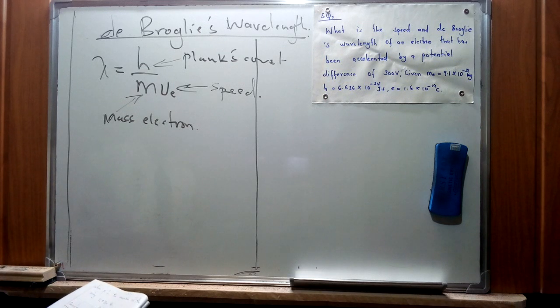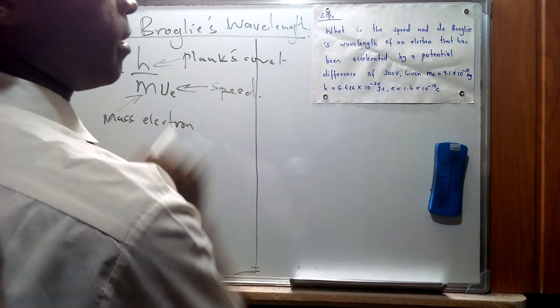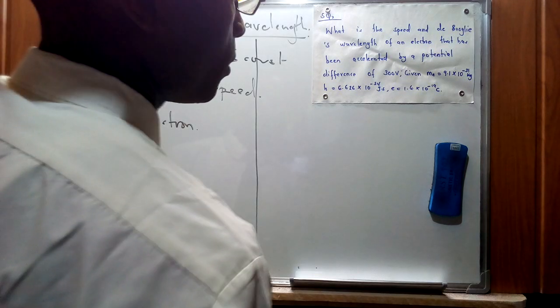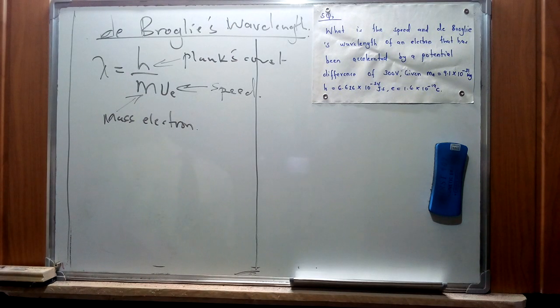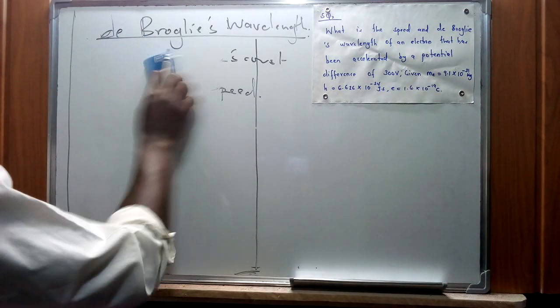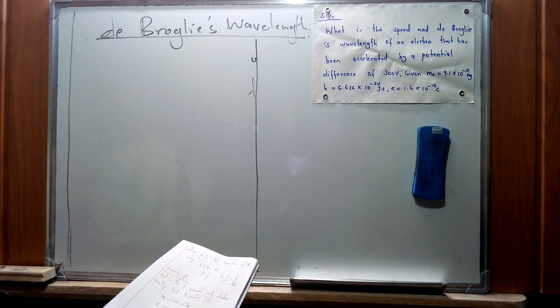There's also a relationship that we're going to exploit, given that we have been given some constants. I'm going to read the question: what is the speed and the de Broglie wavelength of an electron that has been accelerated by a potential difference of 300 volts, given mass of electron 9.1 times 10 negative 31 kg, Planck's constant 6.626 times 10 negative 34 joule seconds, and charge of an electron 1.6 times 10 negative 19 coulombs. We're going to use the quantities we have been given to derive the relationship that will assist us to solve this.